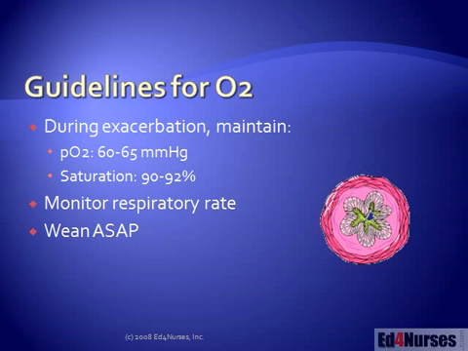Now, what happened in our case here was that they put the patient on 4 liters of oxygen by nasal cannula and left her there. After her oxygen saturation starts to come up and we maintain an oxygen saturation of 90 to 92%, then we need to start weaning the O2 back down. Get her over the crisis, get her over the hump, and then wean it off.